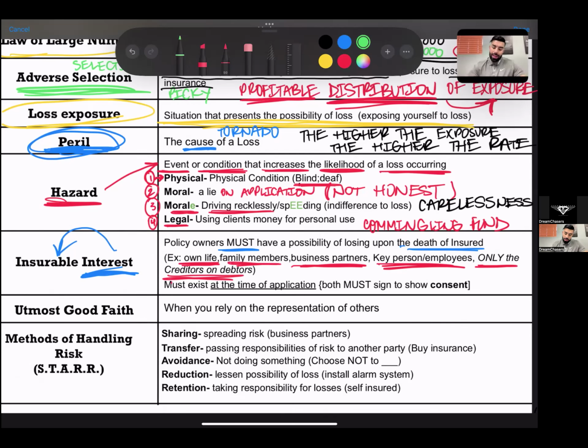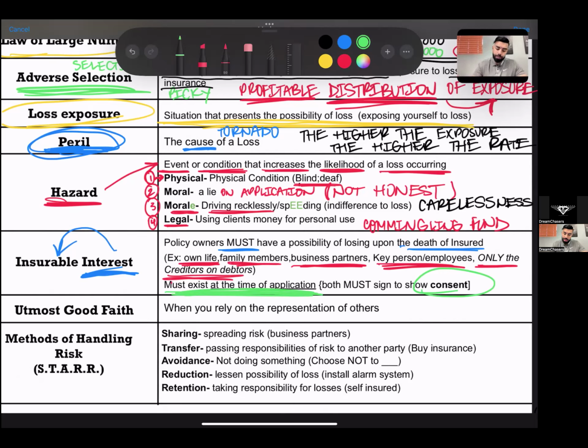And lastly, insurable interest must exist at the time of the application and there must be consent. Meaning, I cannot put life insurance on my mom just because she's my mom. Yes, there's insurable interest, but she also has to give consent, meaning she's aware and she's signing that it's okay for me to insure her.